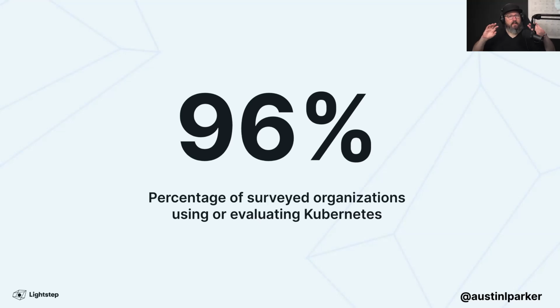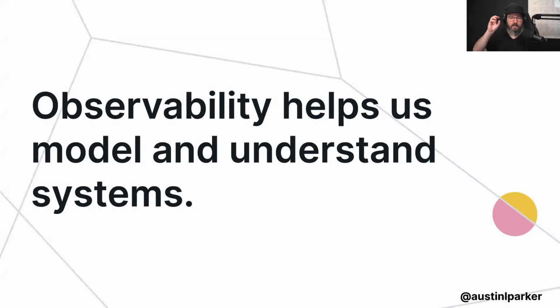But with all that good Kubernetes stuff, we have a lot of new problems in actually understanding performance, because our performance profile has changed a lot. That's where observability comes in. Our systems have gotten very, very complex and complicated. We need something that helps us model those systems and understand them in production, right?